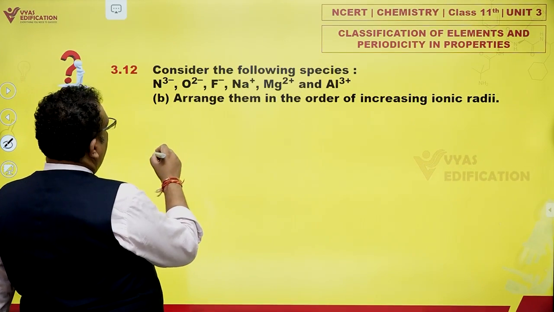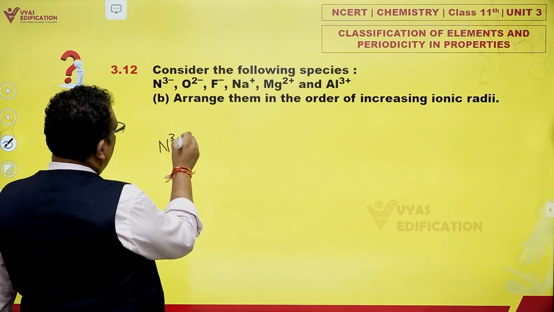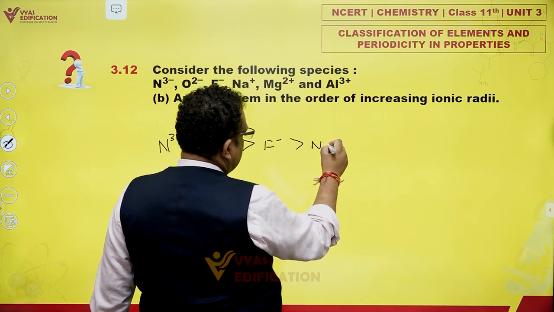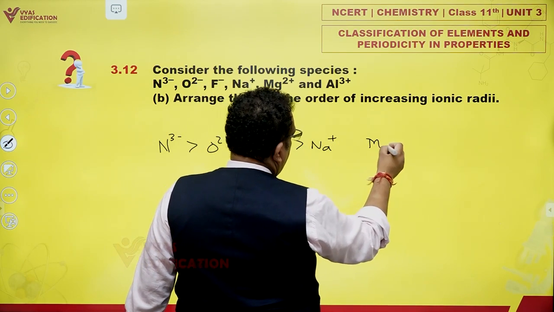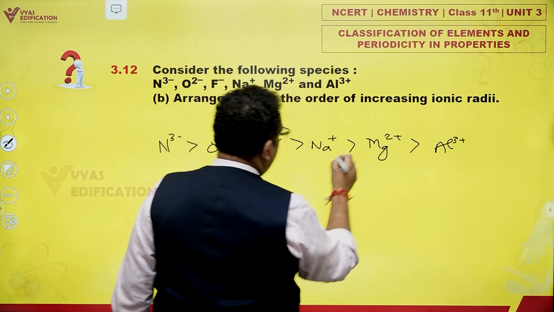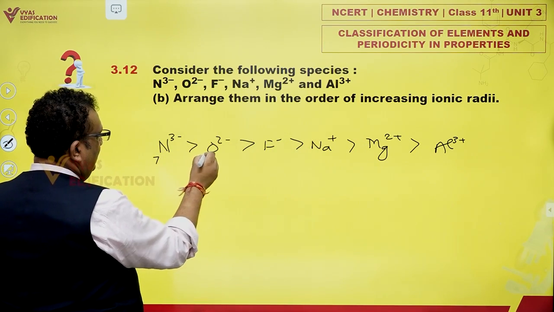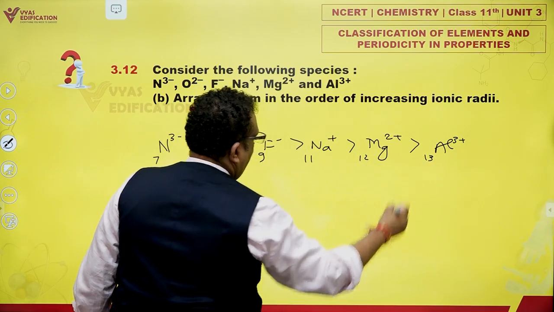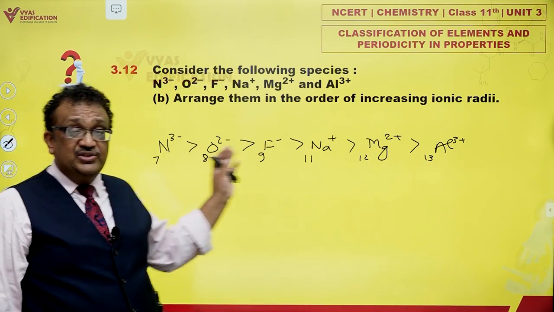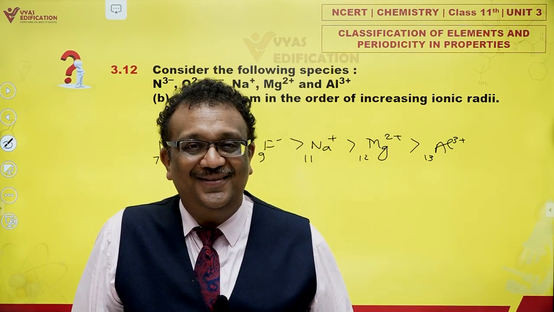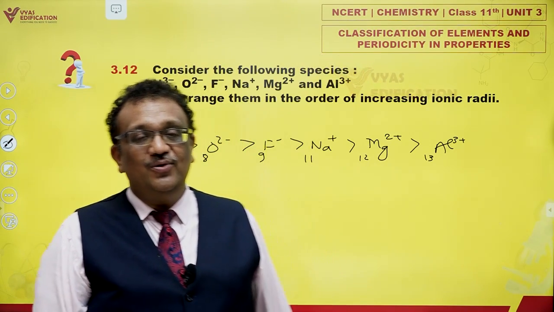So you find the radius of nitride would be the biggest, then oxide, then fluoride. As the charge on the nucleus increases, and how do we discover the charge on the nucleus? This has only 7, 8, 9 protons, 11, 12, 13. The number of protons in the nucleus is going on increasing, and that makes the ion smaller. Indeed. This is the ionic radius order.